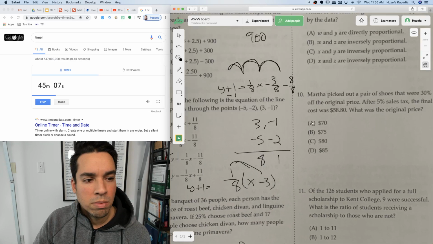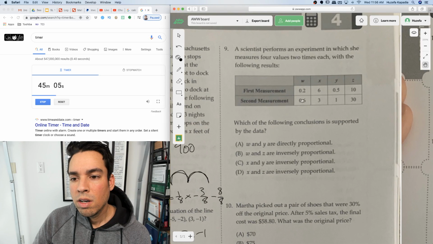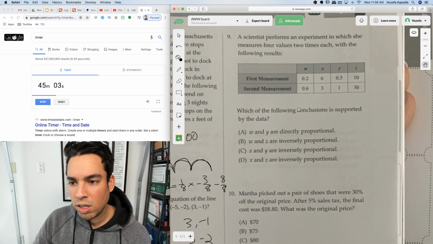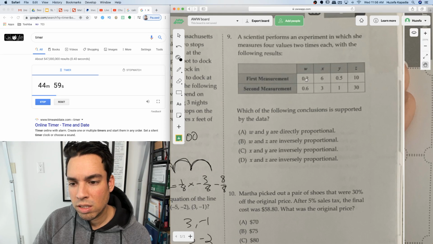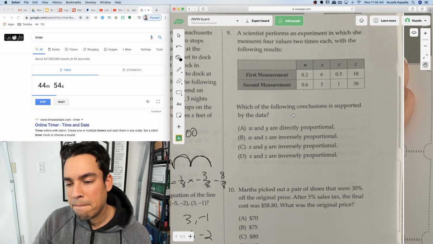Okay, number 9. A scientist performs an experiment where she measures 4 values 2 times each with the following results. So that's the first measurement, second measurement, first, second. Which of the following conclusions is supported by the data?